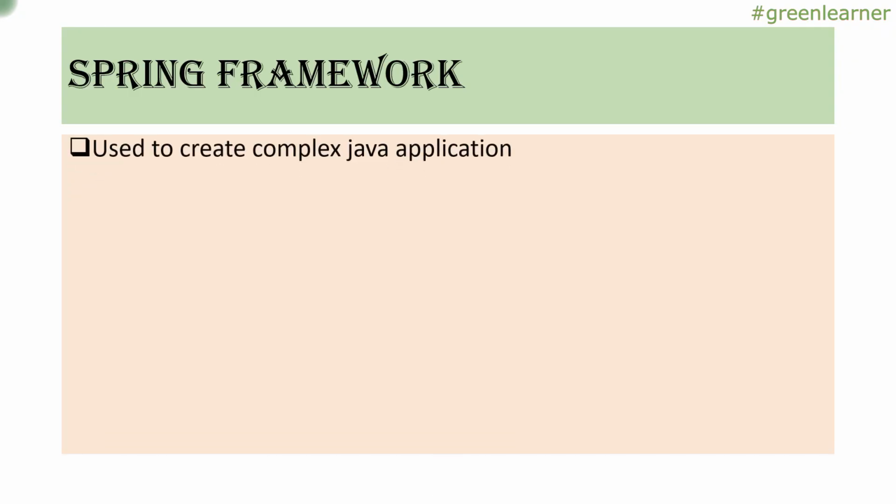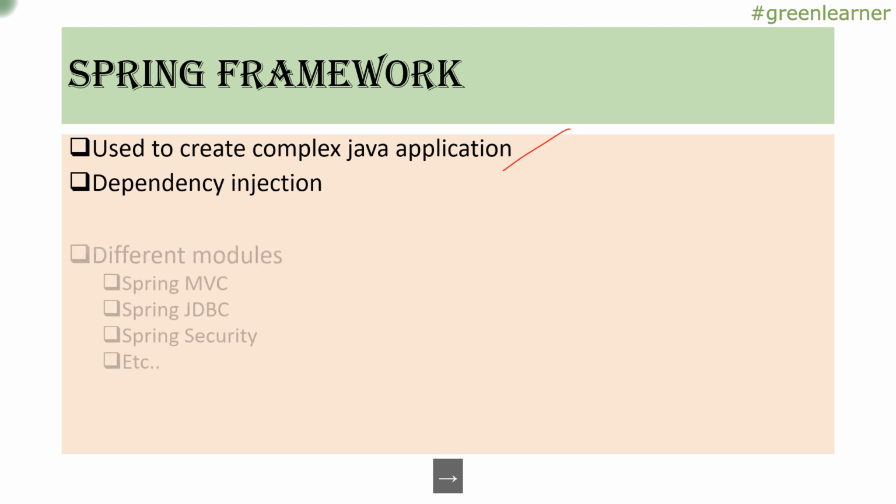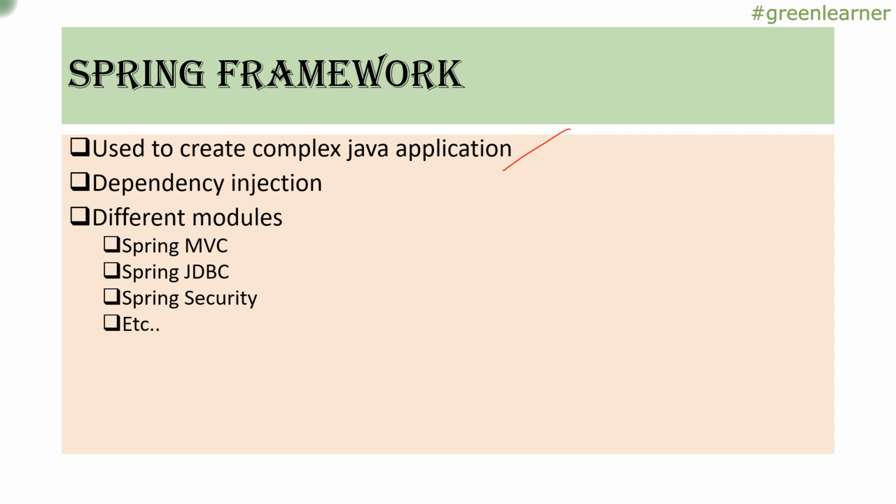So first, let's cover the features of the Spring Framework. This is used to create complex, enterprise Java applications easily, and the concept of dependency injection comes with the Spring Framework, which is very strong and helps in creating complex applications. And there are different modules available that we can integrate with to create complex applications: Spring MVC, model view controller; Spring JDBC to connect with the database; and the Spring Security module, which helps in securing the application easily. There are other modules as well.